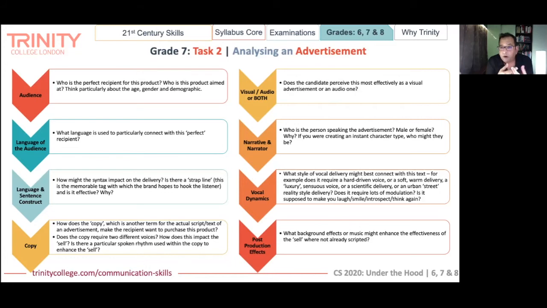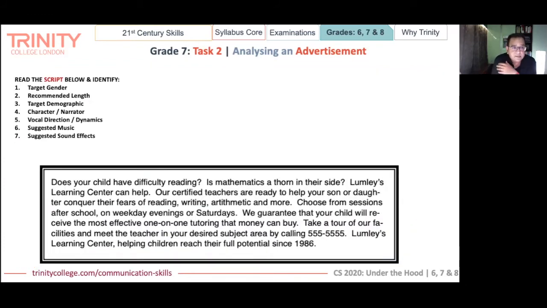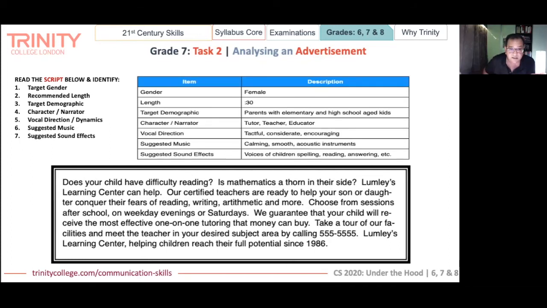Now, just again, for purpose of demonstration, I want to share a sample task with you. And here I'm asking you to please read this short script that I'm sharing with you and identify the target gender, the recommended length of this ad, the target demographic. The kind of voice or the kind of character that would be the main voice in this advertisement. What kind of vocal direction should it take? What kind of music could there be in the background? What kind of sound effects could there be? All right. So this is something that, of course, in the interest of time, I'm going to move over quickly. But this is just a script. This is what the answer to something like this would look like.